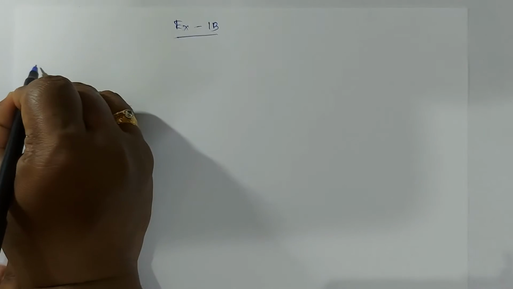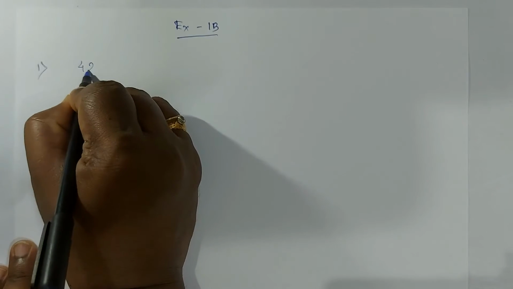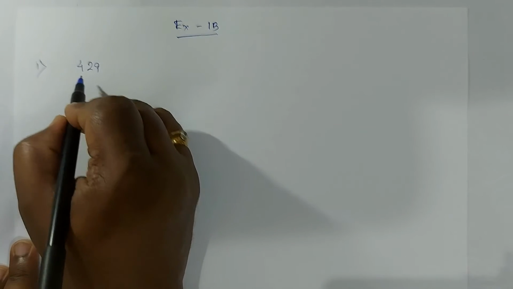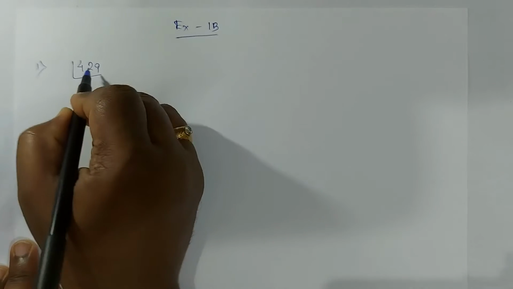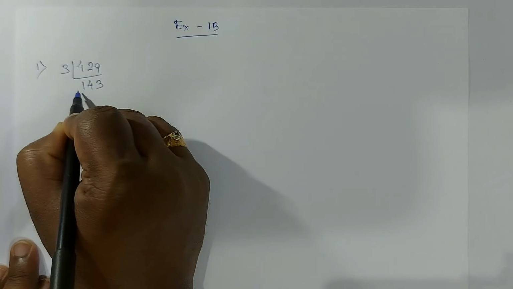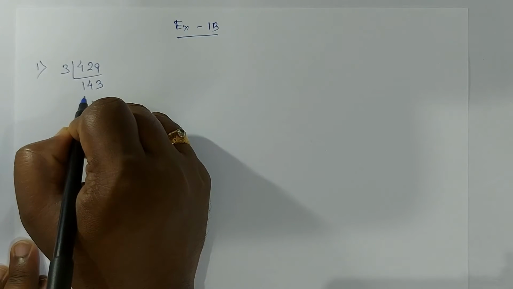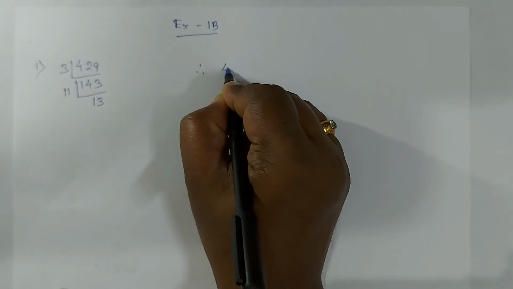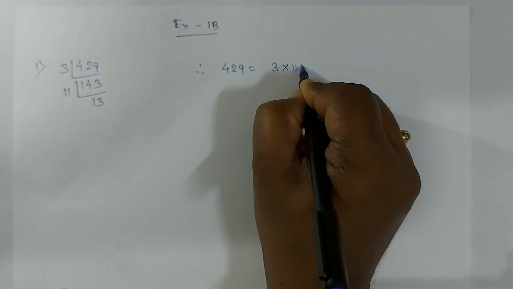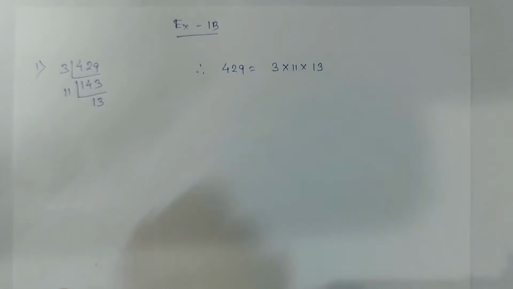Okay, our first question is: express 429 as a product of its prime factors. So we will just do that. 429 equals 3 into 11 into 13. So this is the answer.